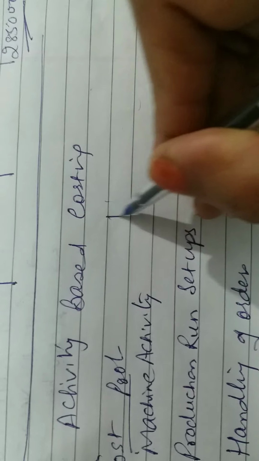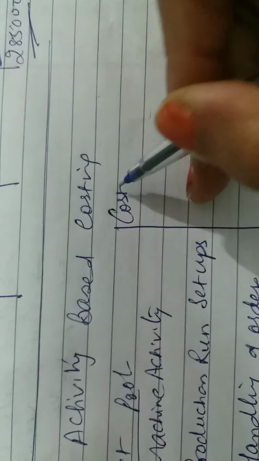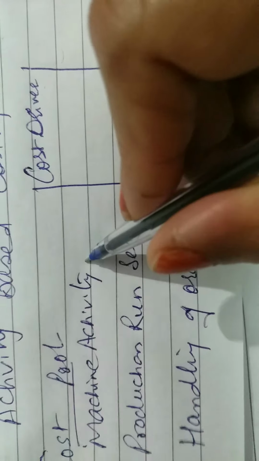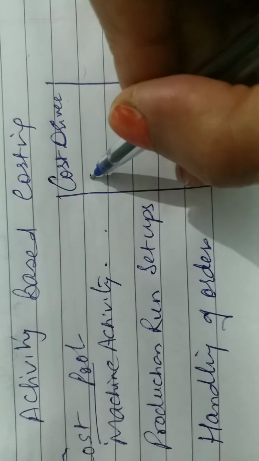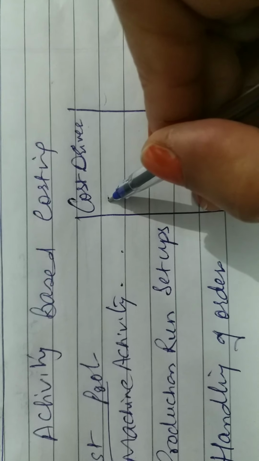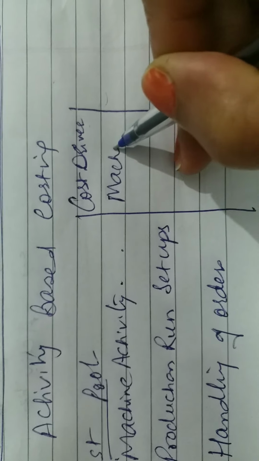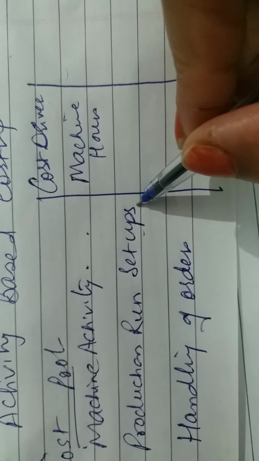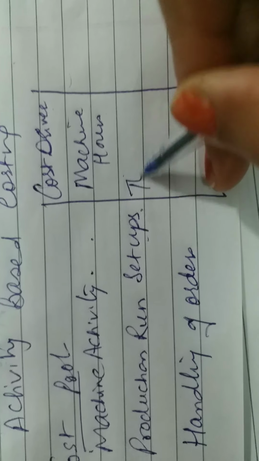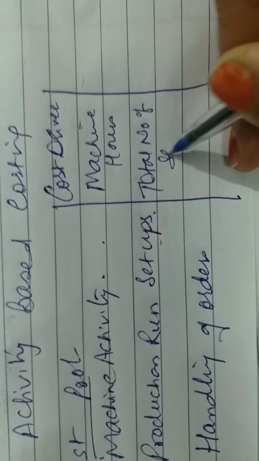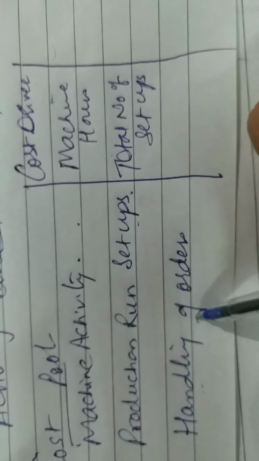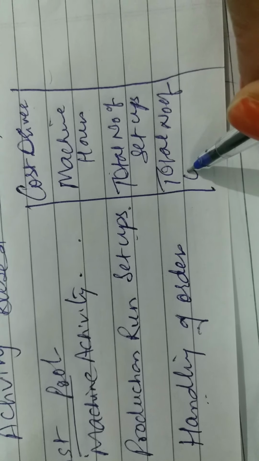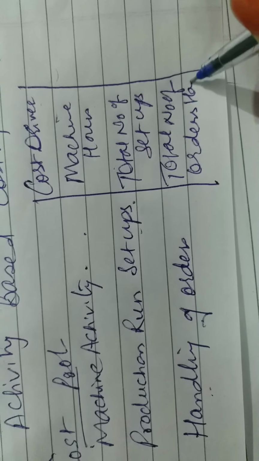And what is the cost driver? What was the cost driver? Let us write down the cost driver. For machine activity, what was the cost driver? It was machine hours, yes. And what for the production setups? It was total number of setups. And what for handling of orders? It was total number of orders handled.